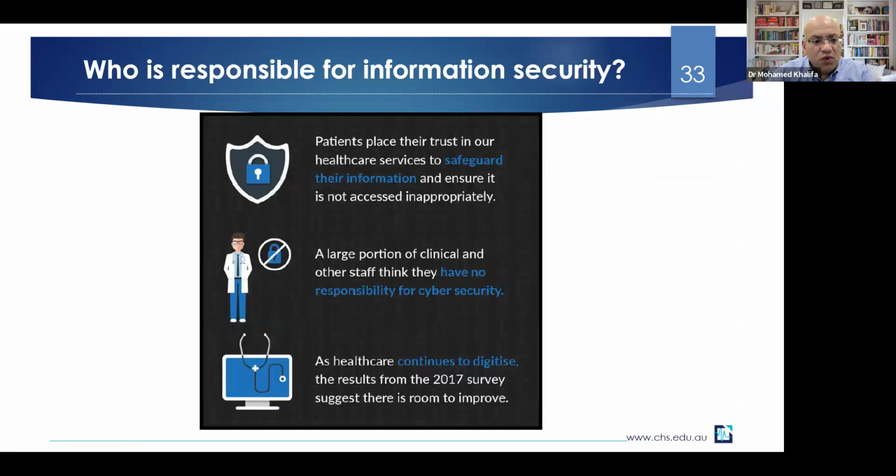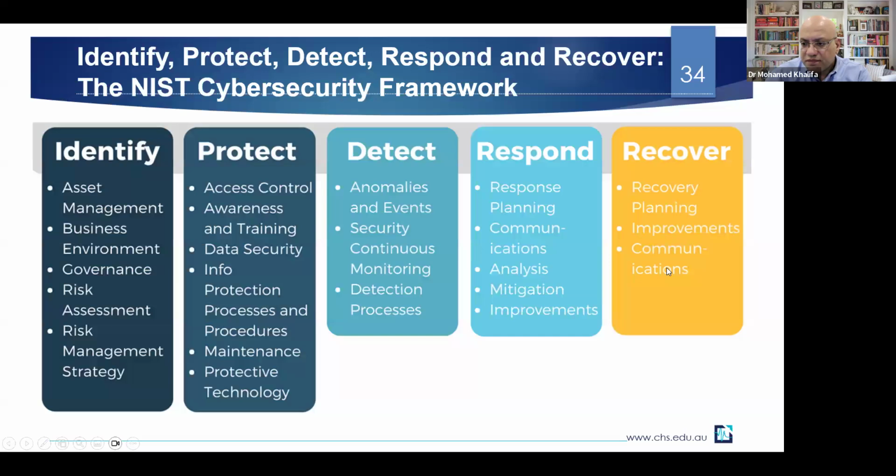And then who's responsible for information security? Is it the patients or the doctors and nurses or the hospital IT team or the administrators or the directors and managers? So we will find eventually at the end that everyone is responsible for the security of the information and the privacy and confidentiality.